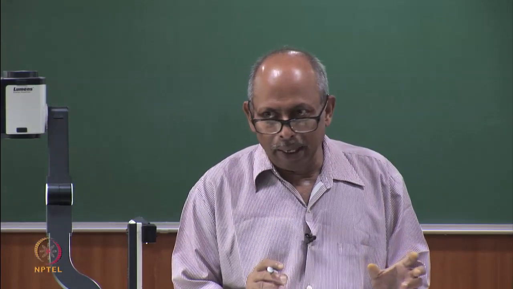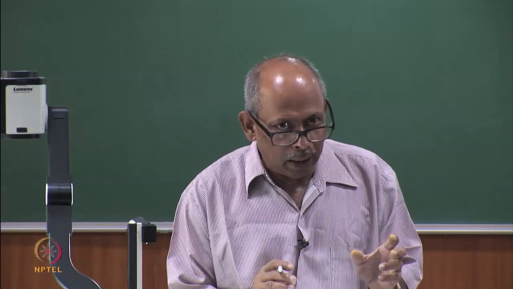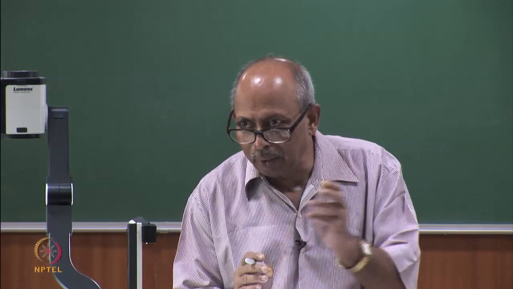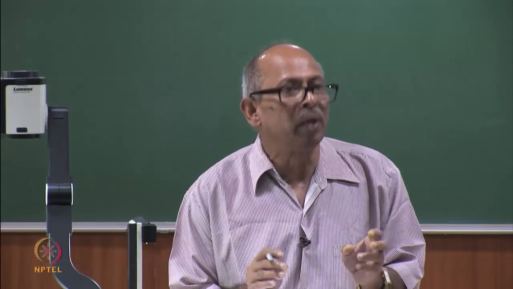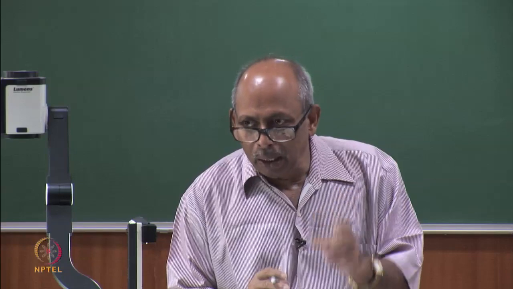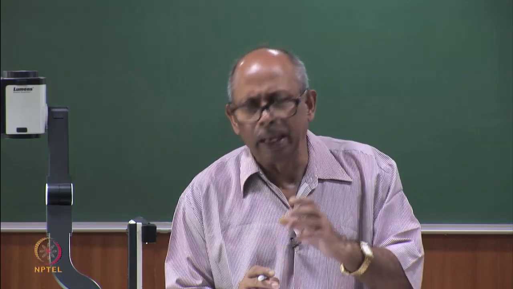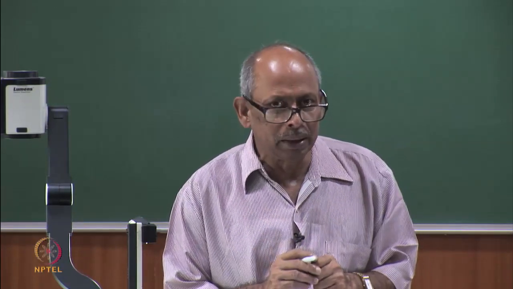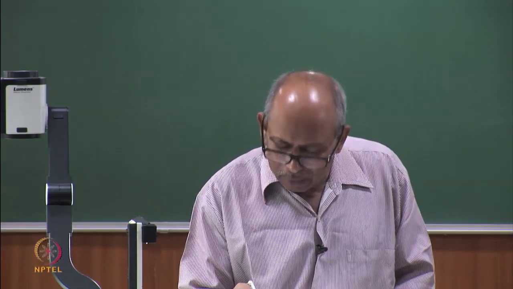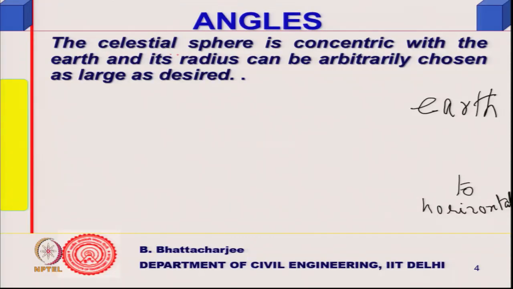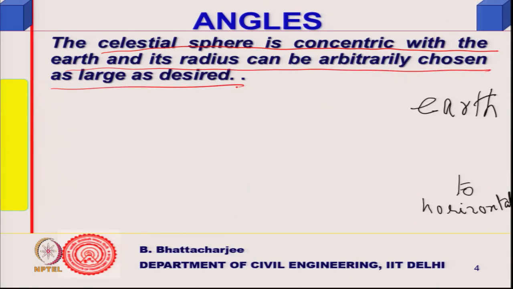So, this relationship between altitude angle and those three factors, hour angle, latitude and declination, can be derived through the principle of spherical trigonometry. Similarly, azimuth angle can also be derived, all other angles are derived based on those principles. So, I will just quickly discuss this principle. A celestial sphere, which we mentioned last class also, is concentric with the earth and its radius can be arbitrarily chosen as large as desired.